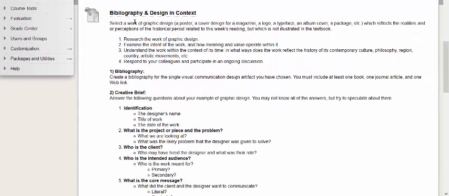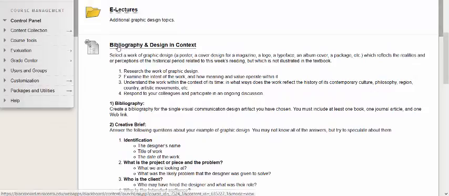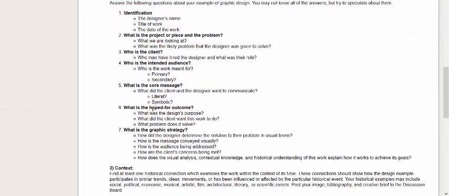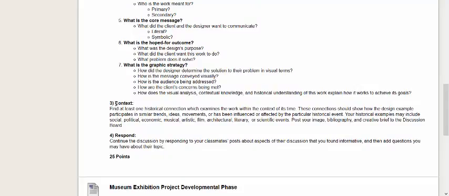As usual, you'll be finding a work of graphic design related to this week's reading. And make sure it's graphic design, not art. And as usual, you will compile a bibliography, which should include at least one book, scholarly article, and a website. And then you'll be going through the creative brief and answering the following questions.